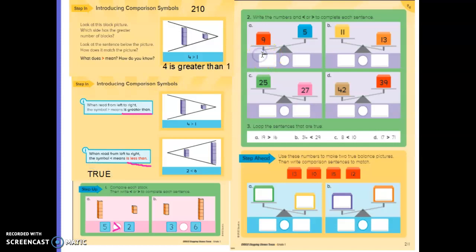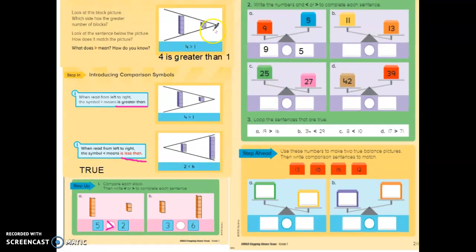So I could write 9 here and 5 here. I need a symbol to make it true. 9 is heavier, greater, more than 5. And the same thing for B, C, and D.